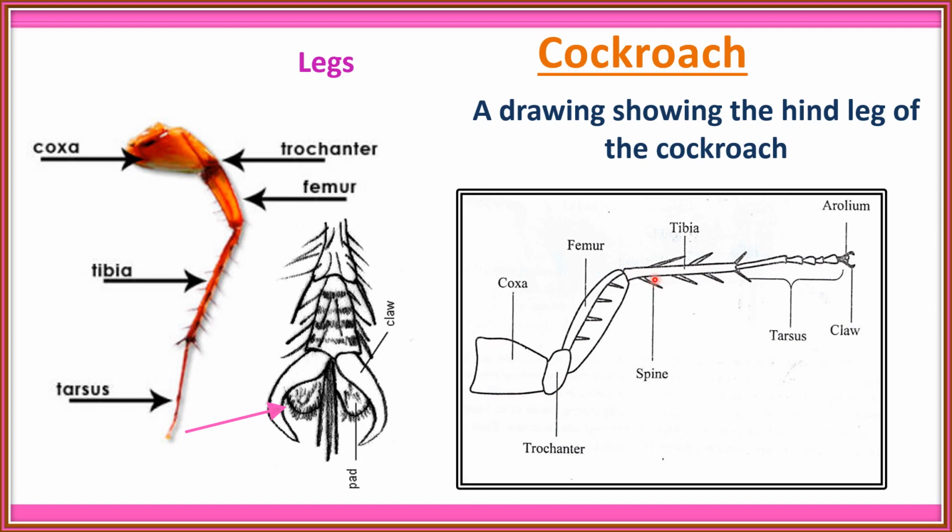The tibia has spines. Put the spines. And then you put the tarsus. And then you have the claws, and then the arolium. Those are the glandular pads. That's how you draw the hind leg of a cockroach.